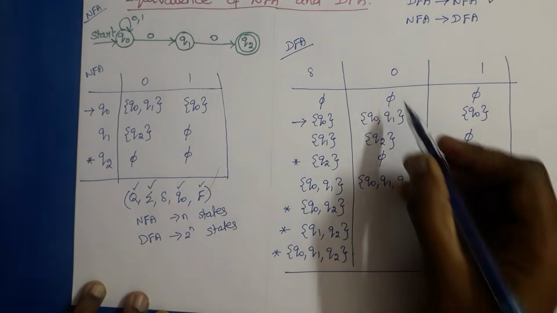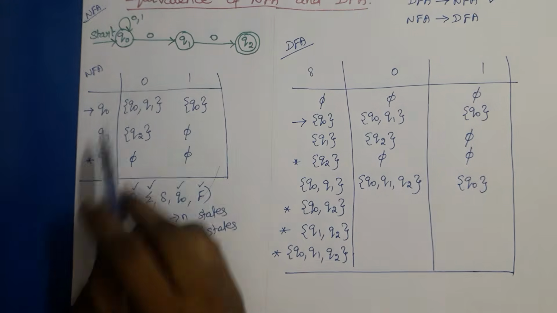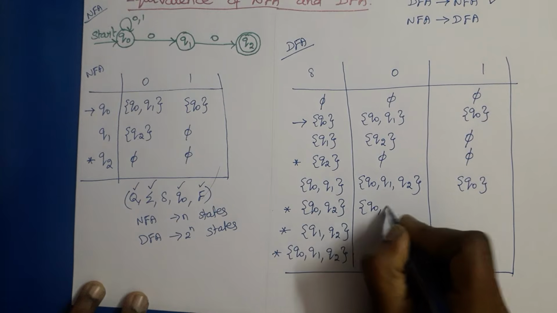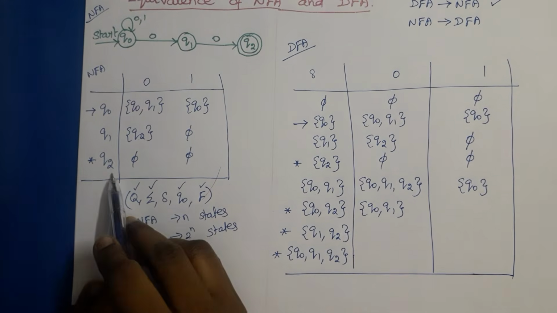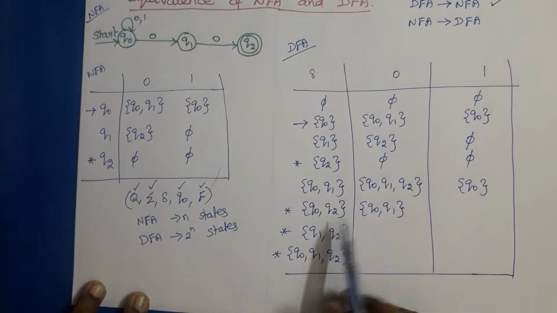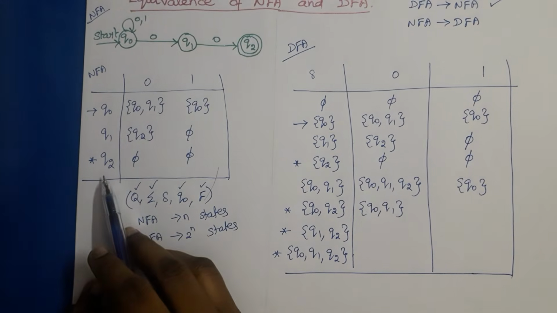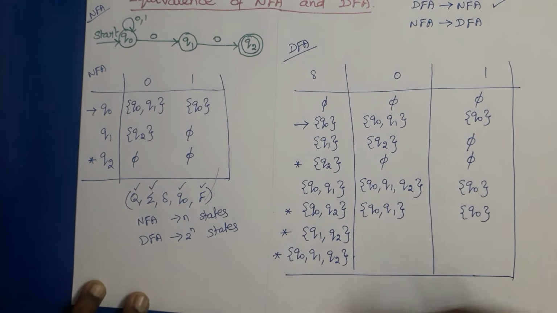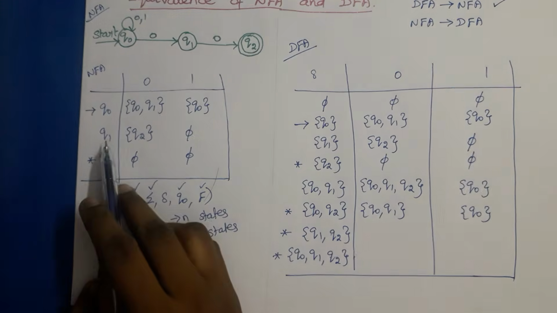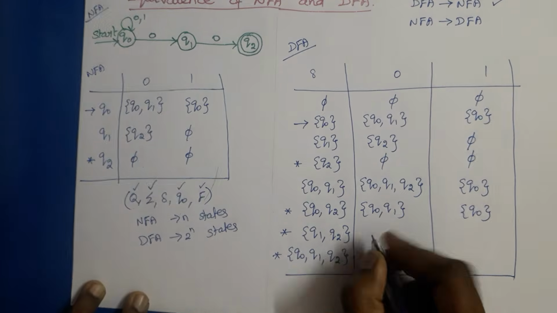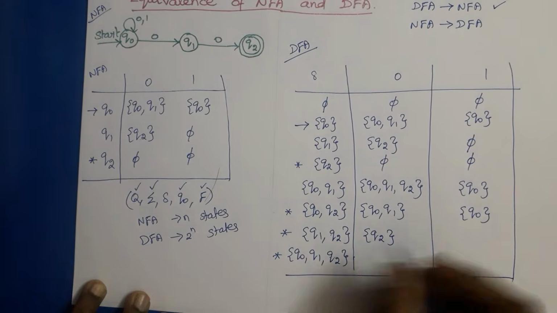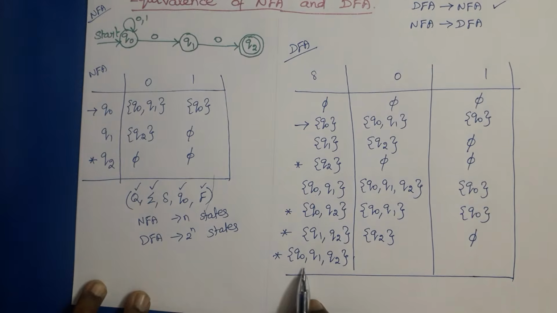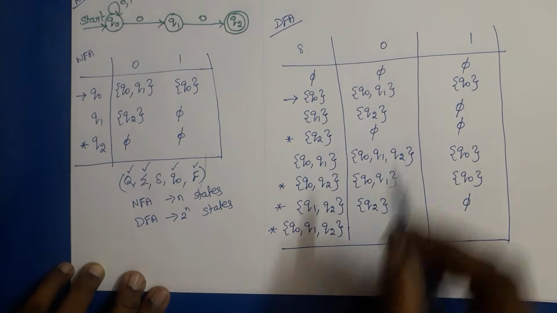Then Q naught Q2 and 0. So Q naught 0 union Q2 0. The union of these two will give Q naught Q1. Then Q naught Q2 comma 1. So Q naught 1 union Q2 1. So the union of Q naught and phi is Q naught. Then Q1 Q2 and 0. So Q1 0 union Q2 0. So it is Q2. Then Q1 1 union Q2 1. It is phi.